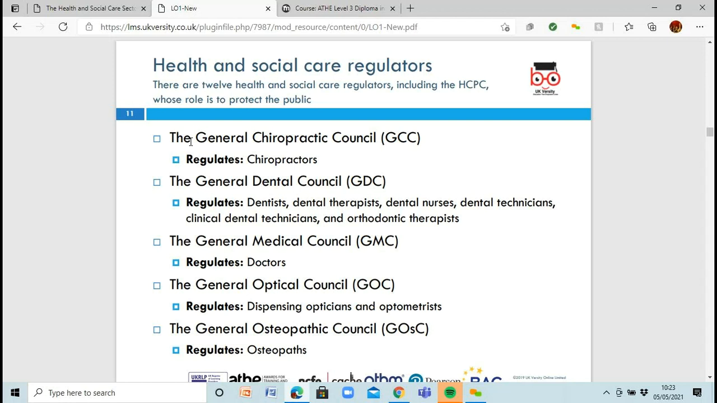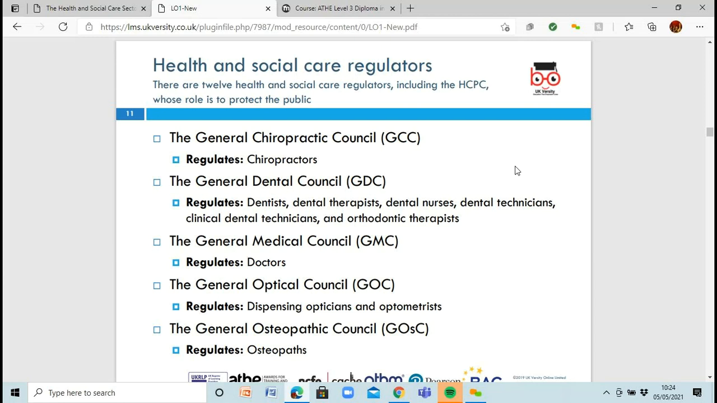Over the next 3 or 4 slides, we're just going to look at who the health and social care regulators are. There's 12 health and social care regulators. Now, we've got the General Chiropractic Council, called the GCC, and they regulate chiropractors. Then you've got the General Dental Council, GDC, and they regulate dentists, dental therapists, anything to do with the dentists, anybody working within that. Then you've got the General Medical Council, they regulate doctors.